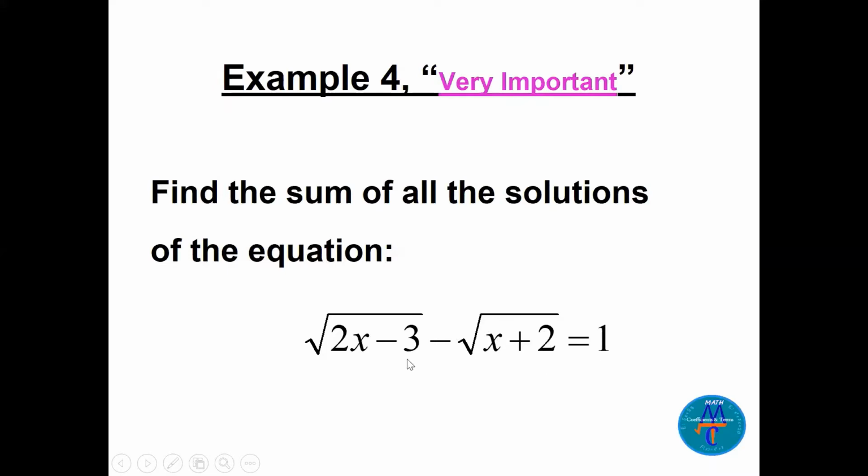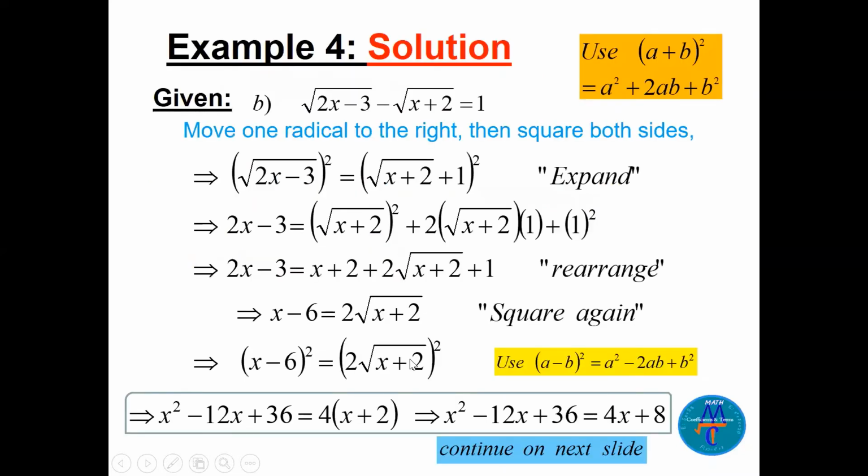Take this one on this side, leave the first one. So I take minus square root of x plus 2 on the other side here. So you move one radical to the right. Square both sides. Please write all this bracket, square it. So let's expand now. This one is easy, it will be 2x minus 3, but this one is not easy. Look at this formula here, waiting for you. A plus b squared, we know a squared plus 2ab plus b squared.